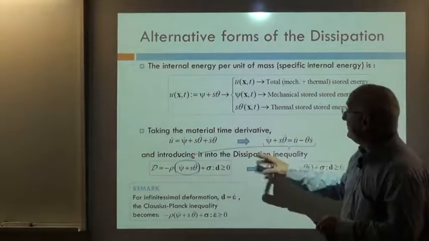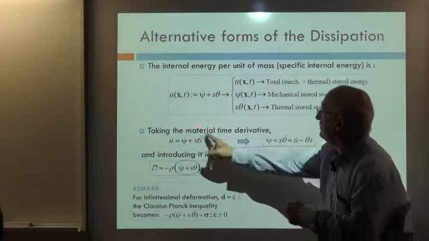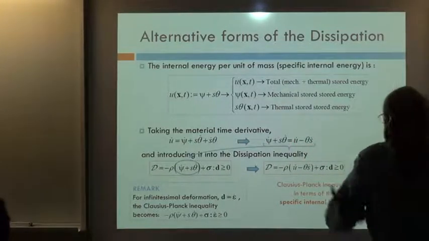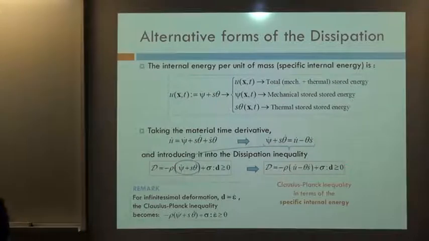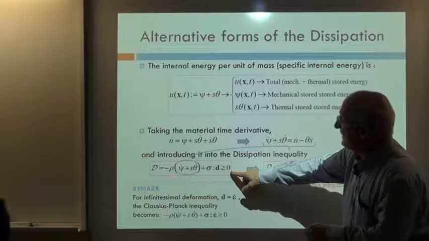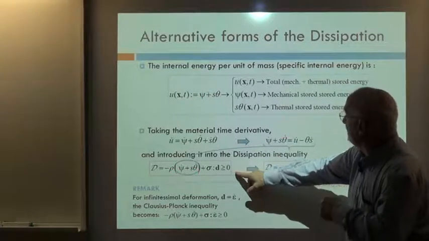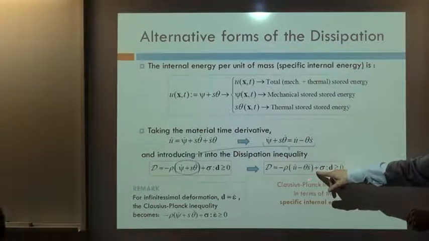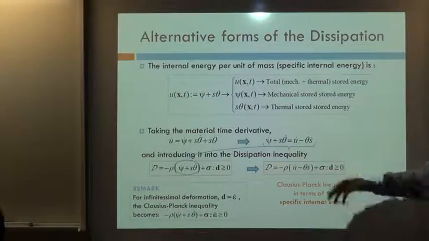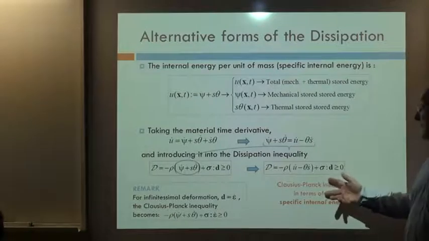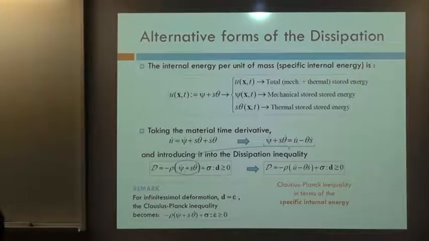Then, rearranging terms, passing this term to the other side, we find that phi dot plus S theta dot is equal to U dot minus theta S dot. It's just an algebraic equation. And then the expression of dissipation that in terms of the free energy was given like that, we can replace this equation here. This term, minus rho times phi dot plus S theta dot, is U dot minus theta S dot, and this term remains the same. That's an alternative formulation of the second principle of thermodynamics, which is also called the Clausius-Planck inequality for thermomechanical problems.